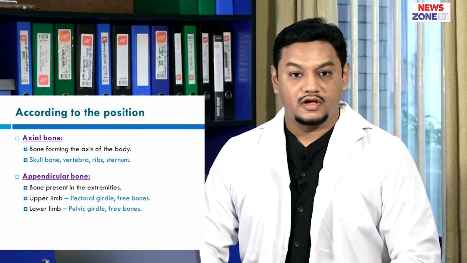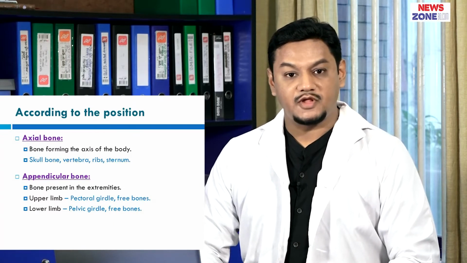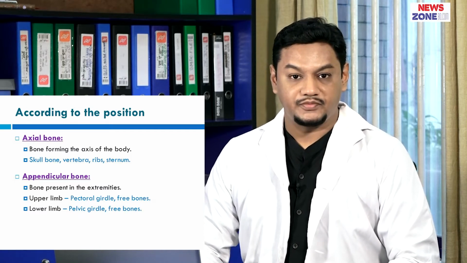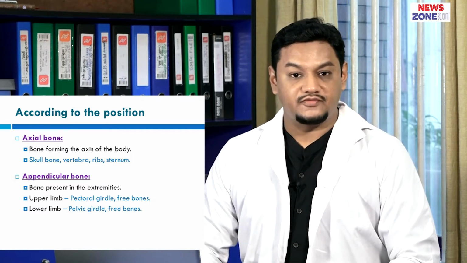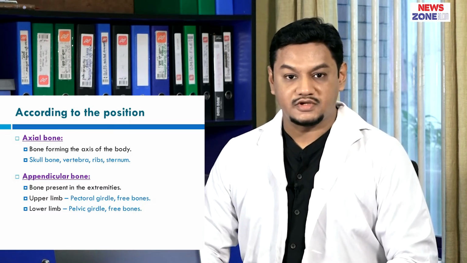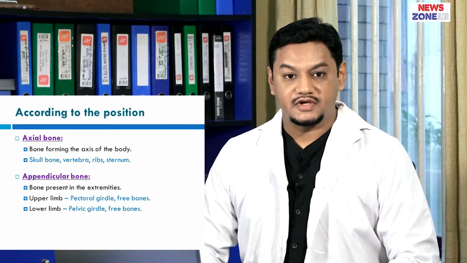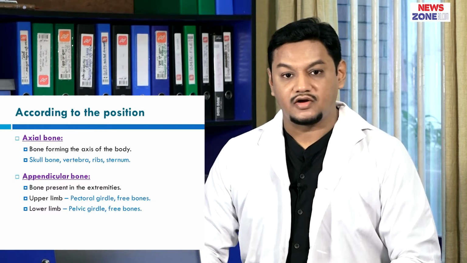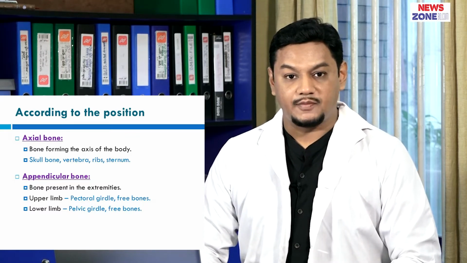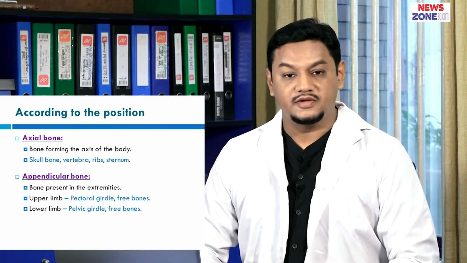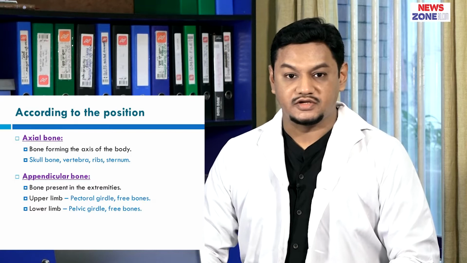Classification of the bones according to their positions. First of all, regarding the positions of the bone, some of the bones are present centrally, that means at the central axis of your body, and some other bones are present peripherally. The bones which are present centrally are called the axial bones, like the vertebra, ribs, sternum, etc. Some of the bones are present peripherally. They are called the appendicular bones. The appendicular bones are the bones of your limbs, like humerus, tibia, fibula, femur, etc.